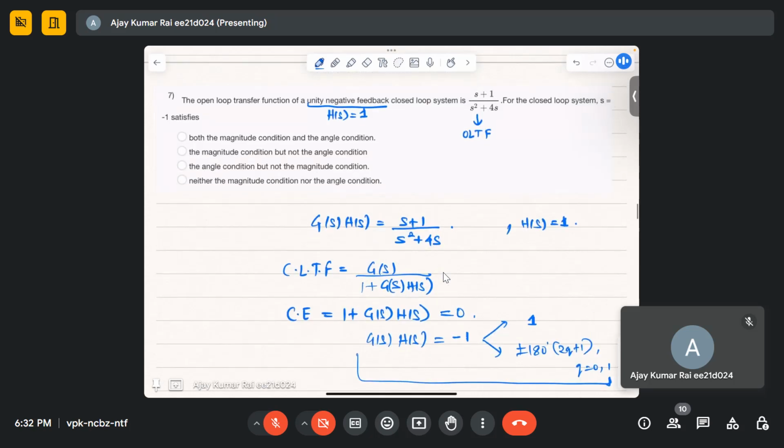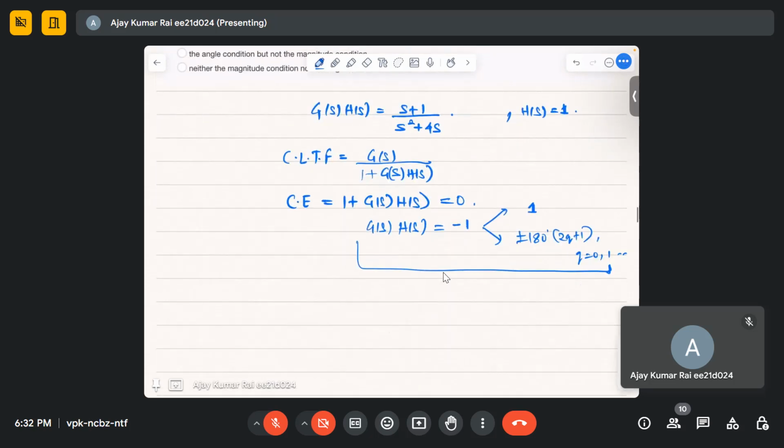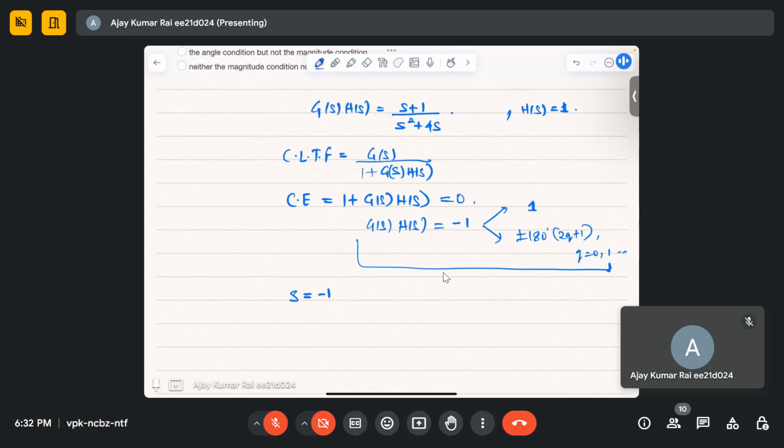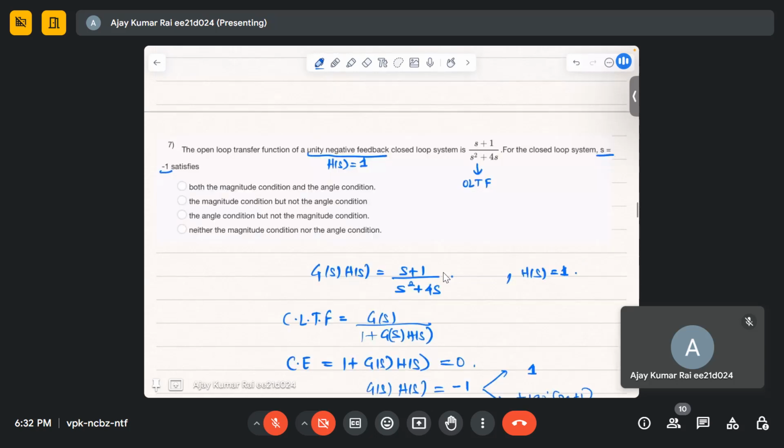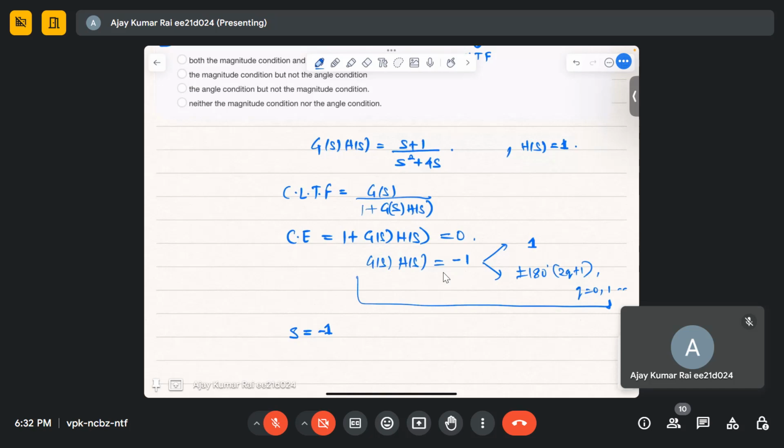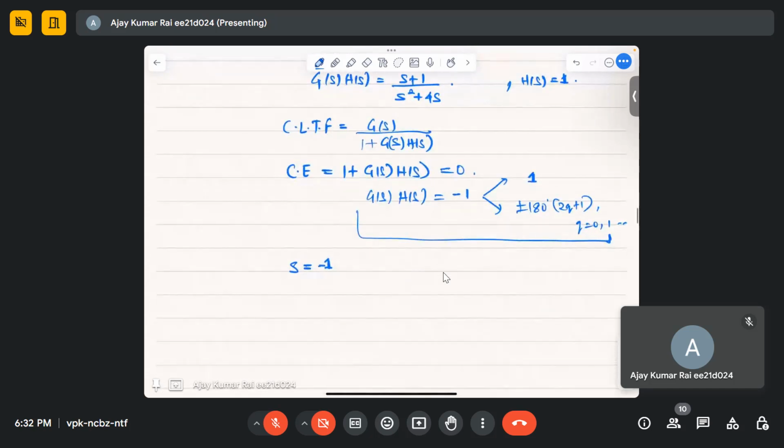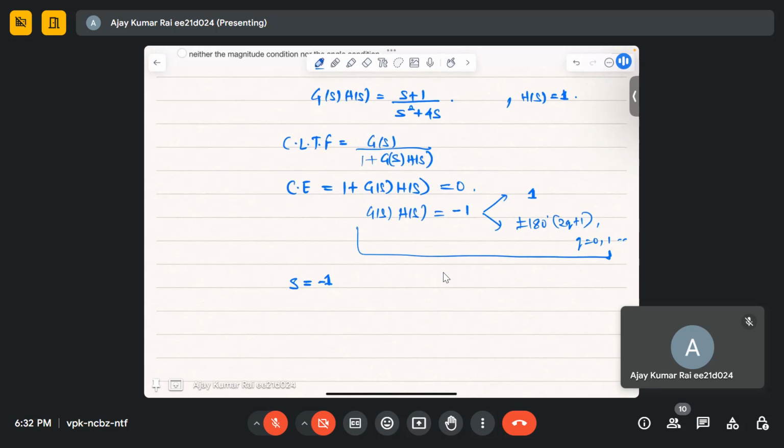And for that particular s, what is it? It is given in the question: s equal to -1. So we have to check, for this value s equal to -1, whether the magnitude of GsHs is 1 or the angle condition is followed, whether it follows both conditions or just one. So let me write GsHs once again, which is equal to (s plus 1) over (s plus 1) into (s square plus 4s).